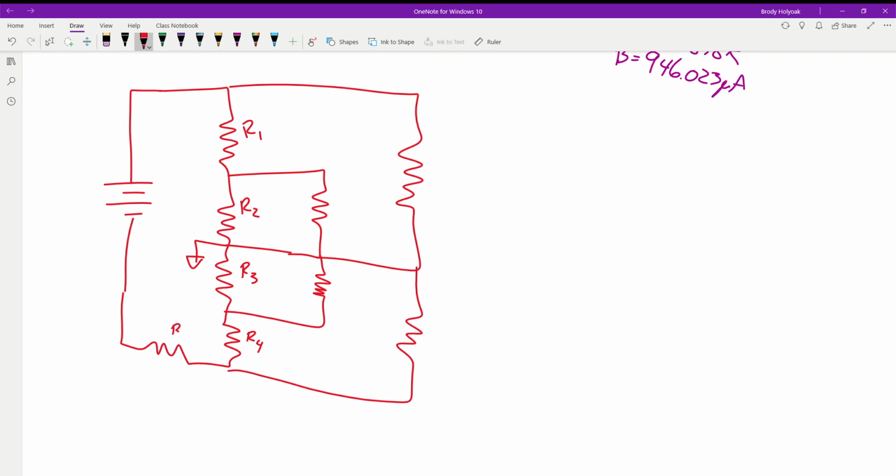The double bridge in parallel. So our resistor, that R5, it looks like a protective resistor, right? Yeah, that's our shunt resistor.